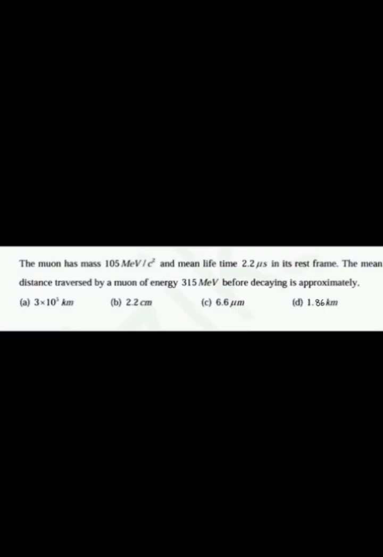The next question is, the muon has the mass 105 MeV by c square and mean lifetime 2.2 microseconds in its rest frame. The mean distance traversed by a muon of energy 315 MeV before decaying is approximately dash.